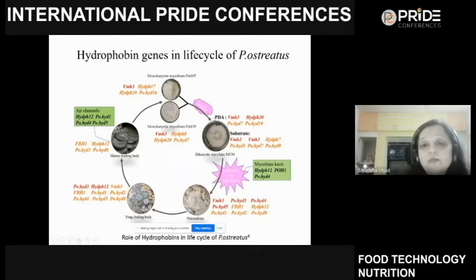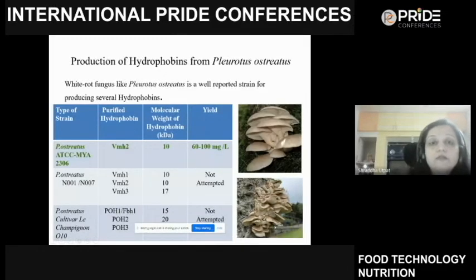We observed that VMH3 is the hydrophobin which is expressed at each and every stage of the Pleurotus ostreatus life cycle. So we went on producing the organism in the laboratory, and we tried to isolate a few of the hydrophobins out of these 44 hydrophobin sets.